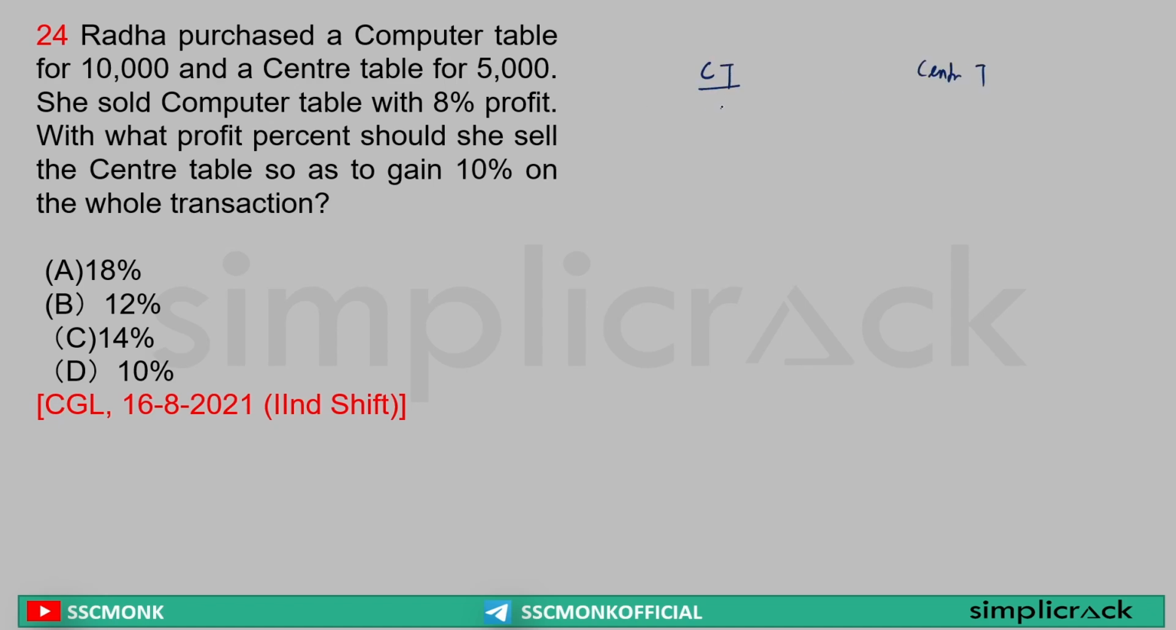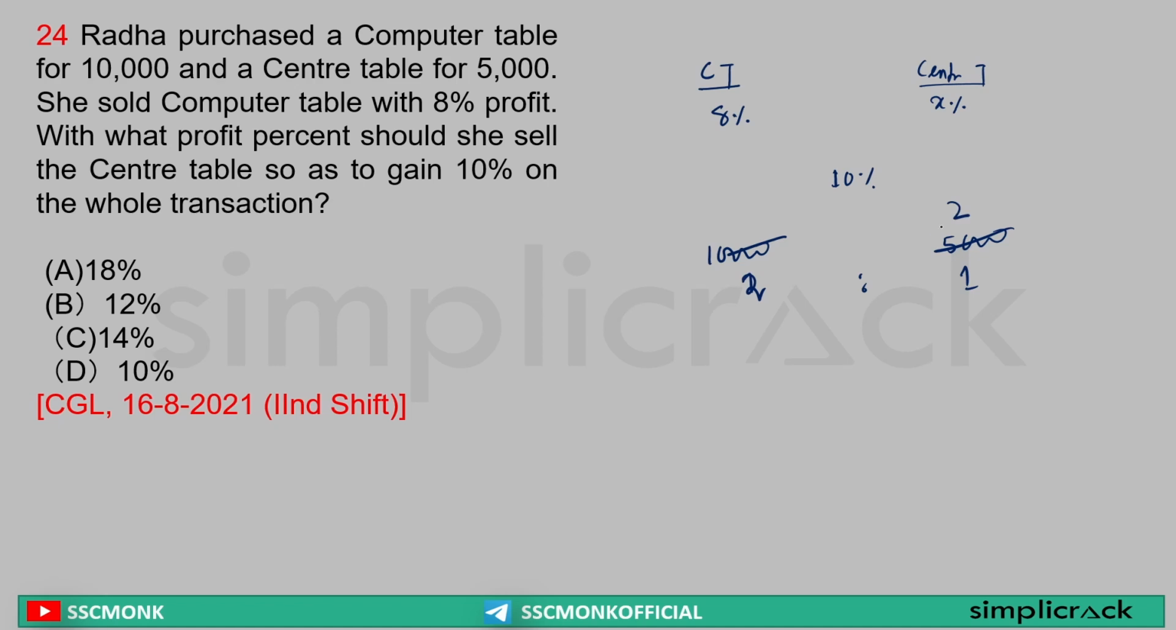Now the computer table is sold at 8% profit. The center table is sold at x% profit, which we don't know. The total overall transaction is at 10% profit. We know the computer table's cost price is 10,000 and the center table's cost price is 5,000. So their ratio is what? 2:1. Yes or no? Yes.